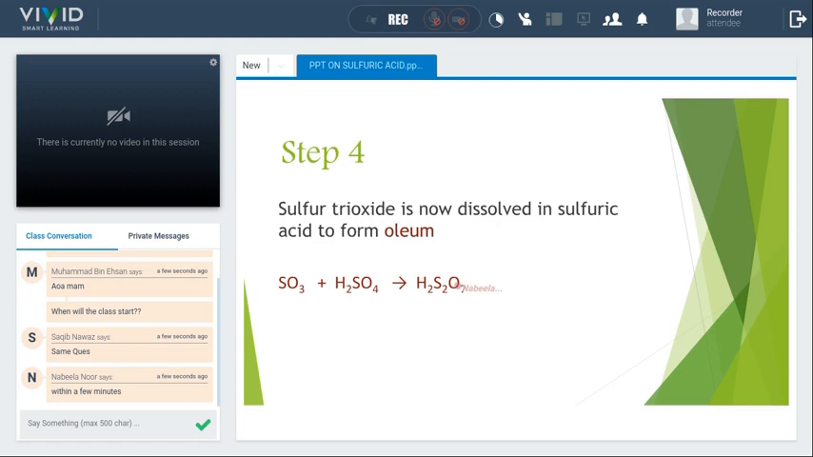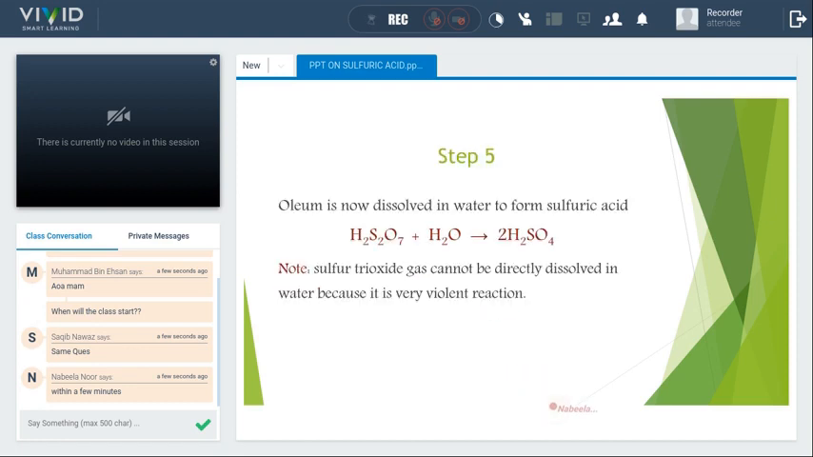So then in the next step, pyrosulfuric acid or oleum will be dissolved in water, and we will safely prepare sulfuric acid. In this case, sulfuric acid will not splash out or injure you. So you can see oleum is now dissolved in water to form sulfuric acid. H2S2O7 is oleum that will be dissolved in water to form sulfuric acid. You will note here that sulfur trioxide gas cannot be directly dissolved in water because it is a very violent reaction. It will splash out and it can injure you.